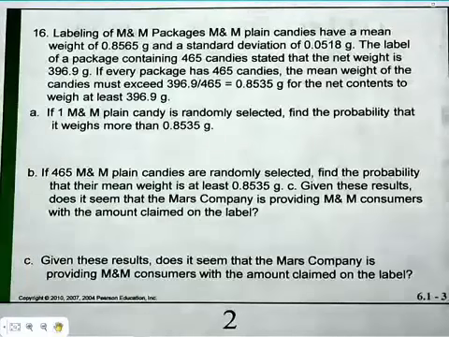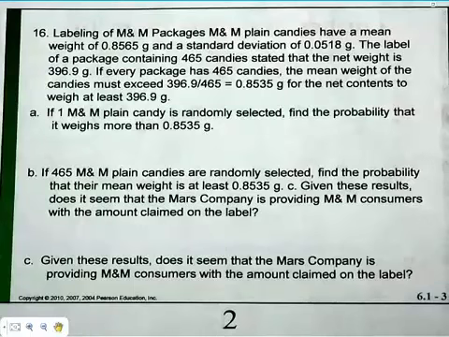If every package has 465 candies, the mean weight of an M&M would have to be this total weight divided by the number of M&Ms in the bag. Let's just make it easier. If I said there were 400 M&Ms in a bag and they weighed 2 grams each, those would be honker M&Ms, big M&Ms, but I'm just trying to make the math easy.